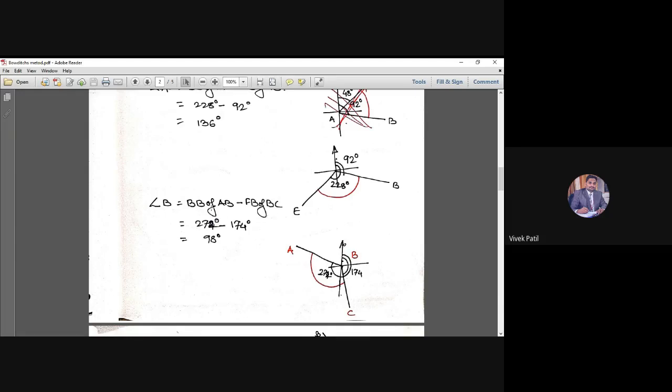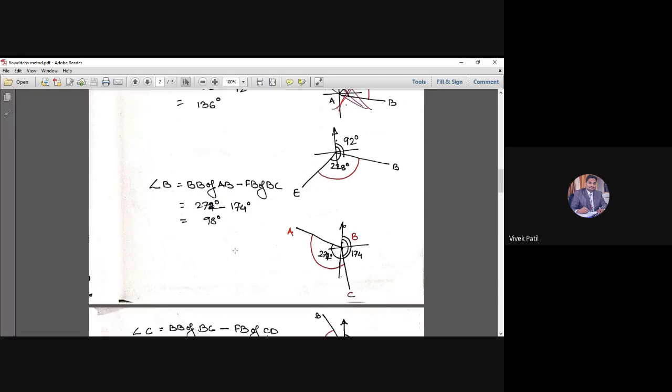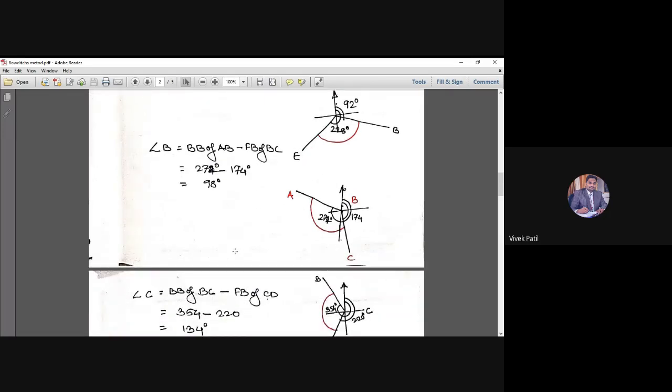Okay. So similarly, I have written this particular formula: back bearing of AB minus fore bearing of BC, that is 272 minus 174. That is angle B is equal to 98 degrees. Okay, so angle B I have calculated as 98 degrees. So similarly, angle C I will be calculating.